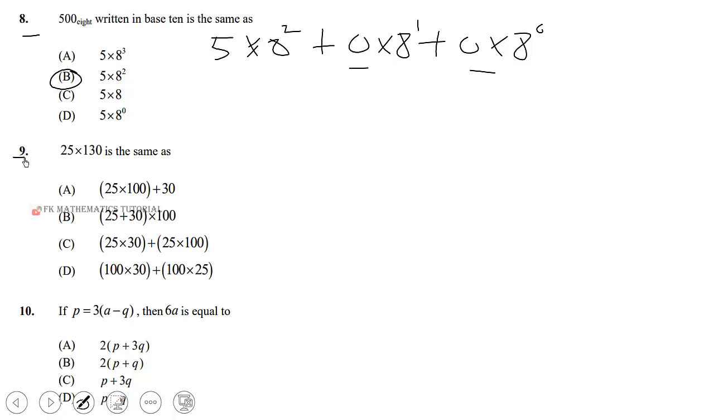Now let's look at question number 9. 25 times 130 is the same as 25 times 130. We know 130 is the same as 100 plus 30.